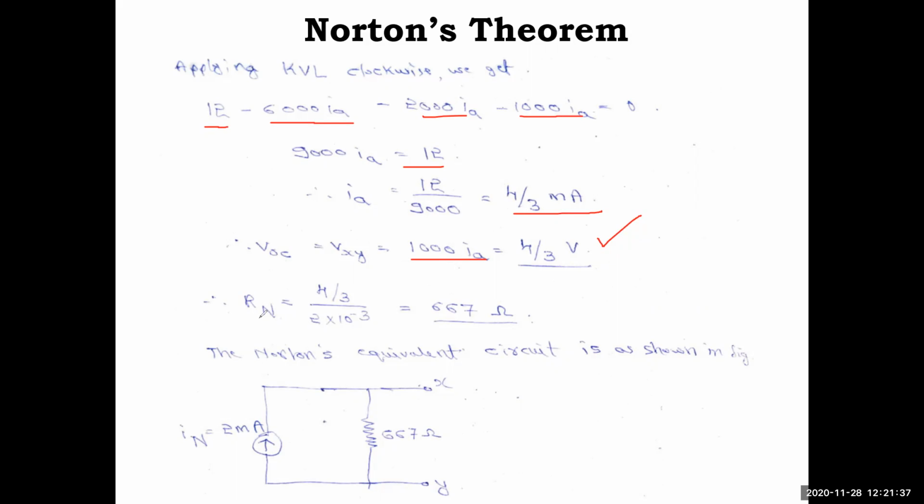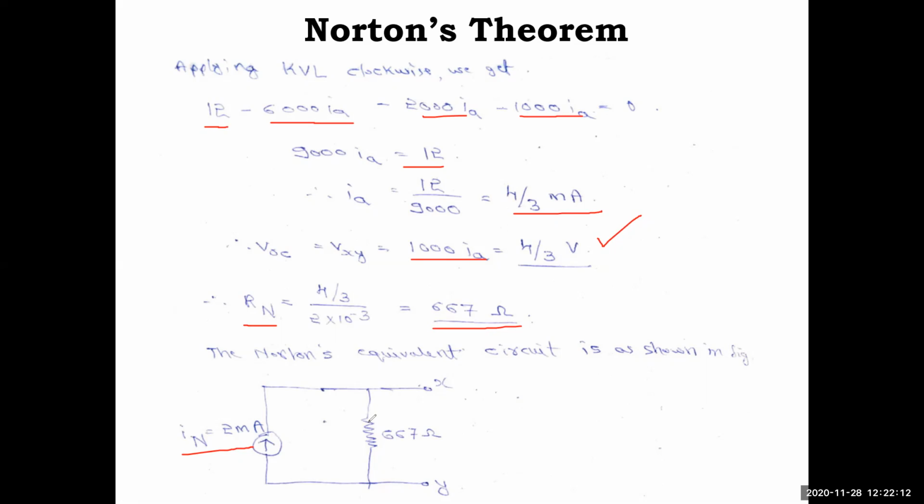What we need to find here is the Rn. Rn is nothing but the ratio VOC by ISC. VOC is 4 by 3 and ISC is 2 milliamps. So that is written. When you take this ratio, you will get 667 ohm. So that is the answer. Now just write the Norton's equivalent circuit. There is a 2 milliamp current source along with a 667 ohm resistor. So this is the Norton's equivalent circuit. Simple.